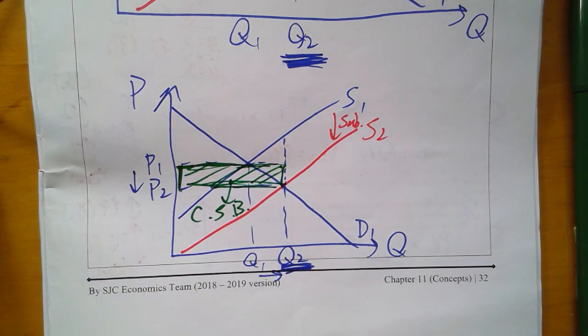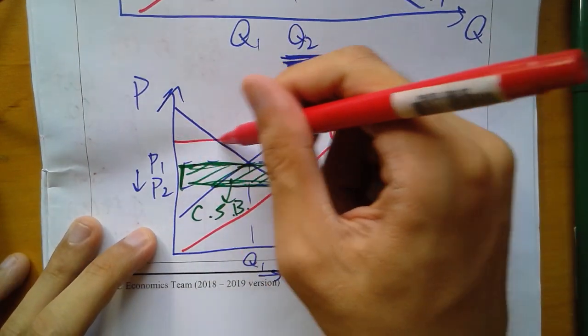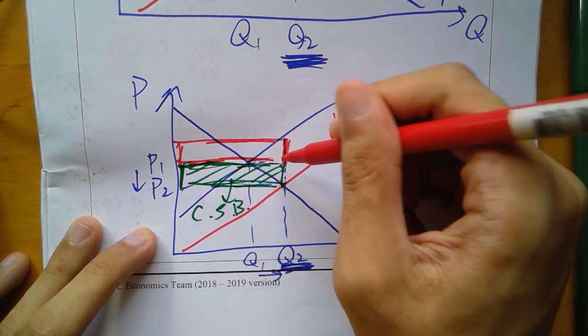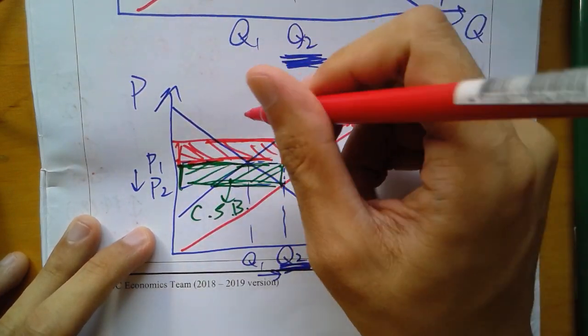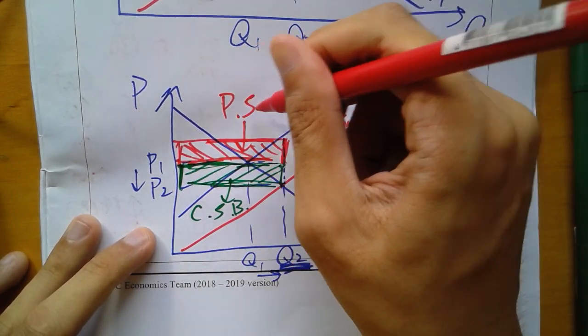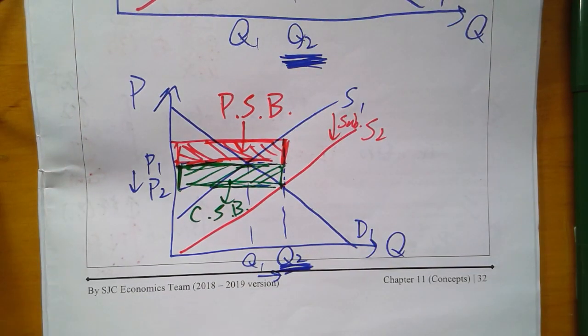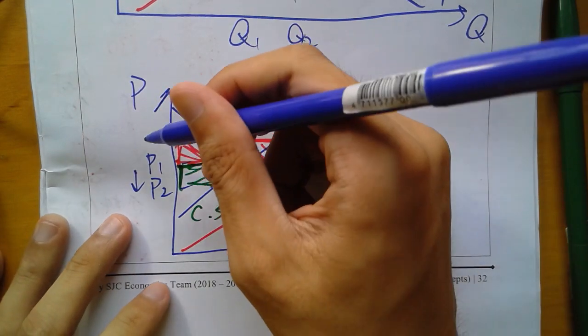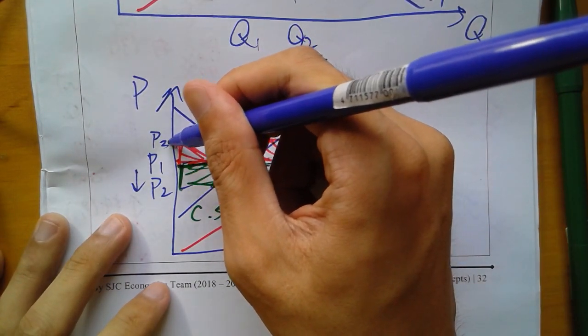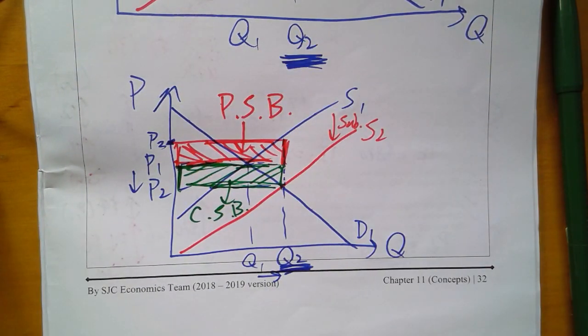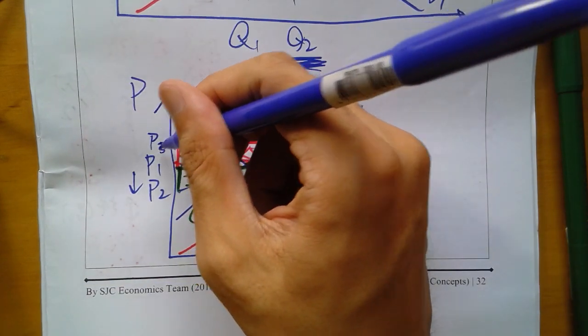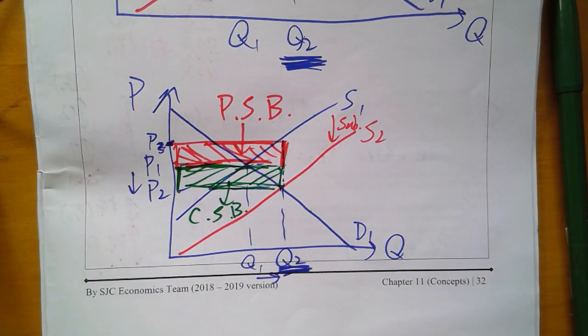What about the rest of the part? The rest of the subsidy will be enjoyed by the producer. We call it producer subsidy benefit. Then finally, you can give P3 to this point, though it is nothing important. Okay? Now this is how you draw.